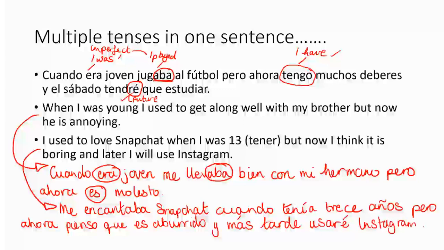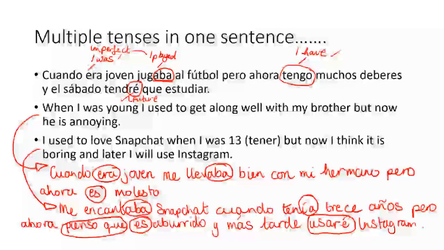And that's nice because that's got me encantaba, imperfect. Cuando tenía, imperfect. Ahora pienso, okay, present, es, present. Más tarde usaré Instagram. I will use future. Okay, so worth having a look at those and seeing whether you can squidge something like that in on Friday.